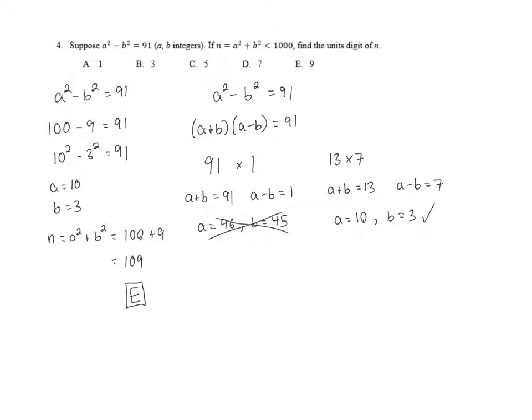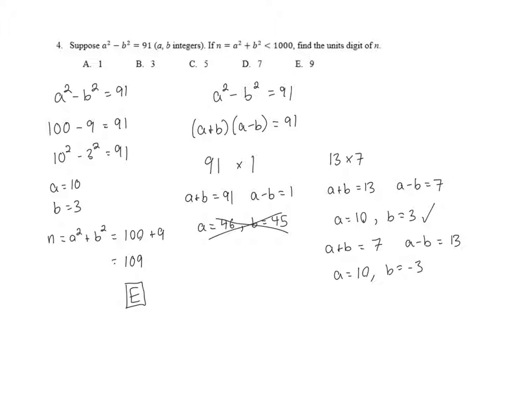We could do things the other way around. Maybe a plus b is the factor that equals 7, and a minus b ends up being 13. But in a situation like this, we end up with a equals 10 and b equals negative 3. And if you go through the whole process, when we're looking to figure out what the value of n is, because a and b are squared, it doesn't actually matter that b was negative. The result ends up being the same.